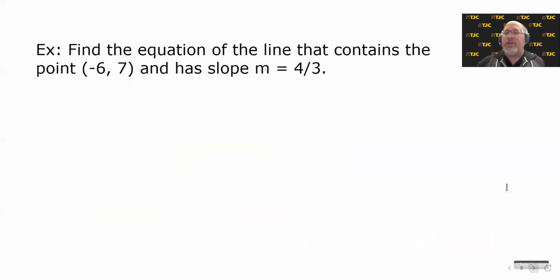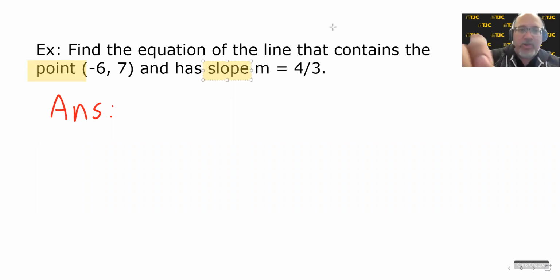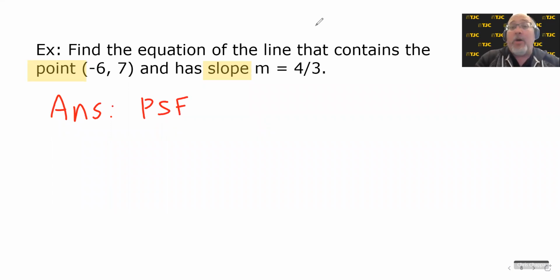All right, let's take a look at a few examples. Find the equation of the line that contains the point -6, 7 and has slope m equals 4/3. Don't let the fraction intimidate you. This is much easier than it may seem. The fact that we were given a point and a slope is a dead giveaway that we should start with point slope form. Now, you don't have to write point slope form in its generic form every time you use it, but it helps. y minus y1 equals m times x minus x1.